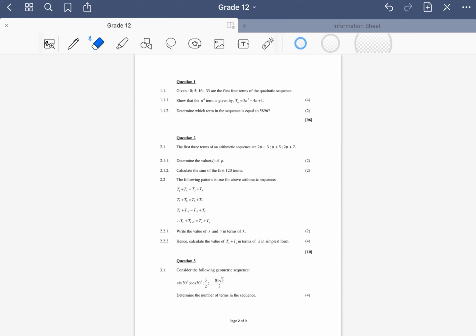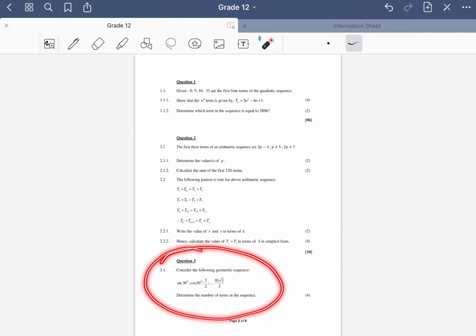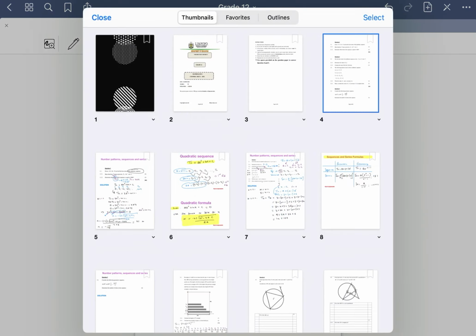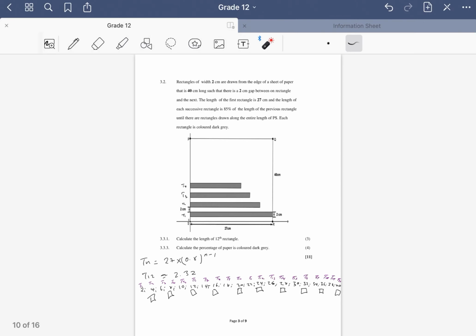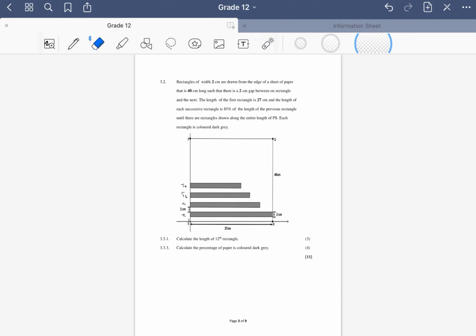But we're going to divide question 3 into 2. So this is the first part of question 3 that we're going to be doing for this video, and the second part of question 3, let me just quickly show you. This is how the second part of question 3 looks like. Let me just wrap this off. This is how question 3 looks like.